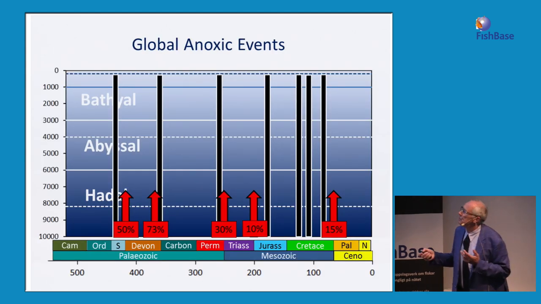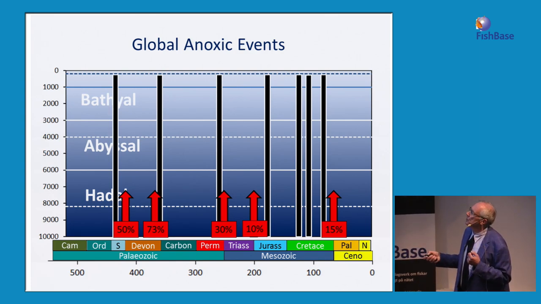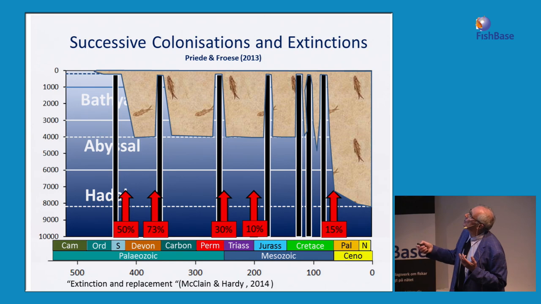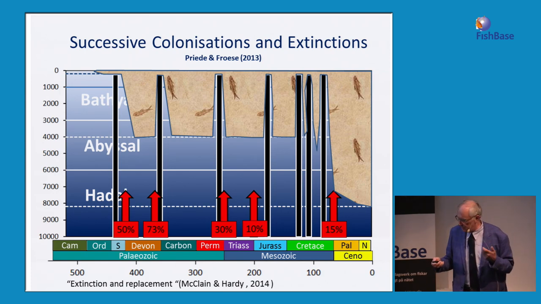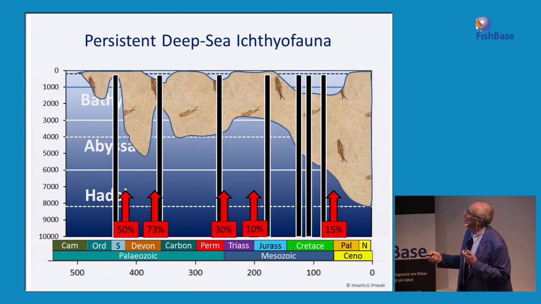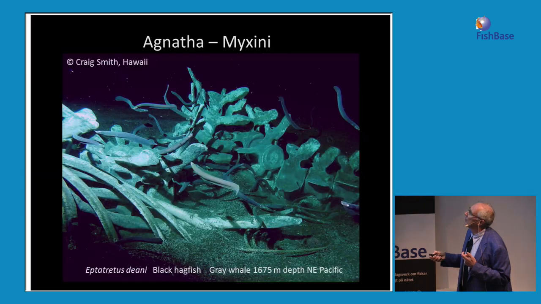But for the deep sea, there's also another problem, the global anoxic events. There have been 7 major global anoxic events where the life in the deep sea apparently became untenable. And so anything that colonized the deep sea has to fight through all these extinction events. And so the suggestion is that there has been successive colonization and extinction, and that what we see nowadays is the result of really quite a recent colonization of the deep sea. Or the alternative is that there may have been some persistence of fauna.